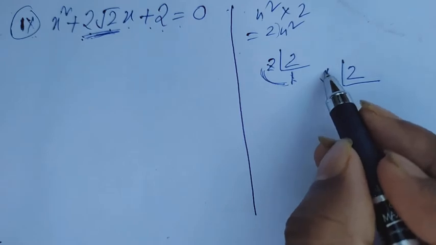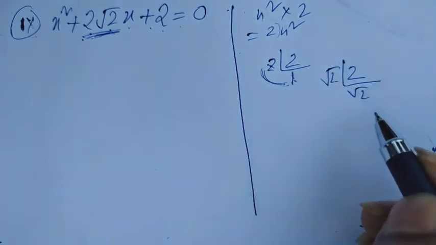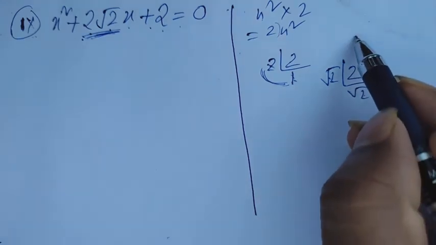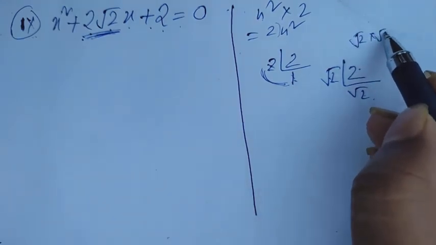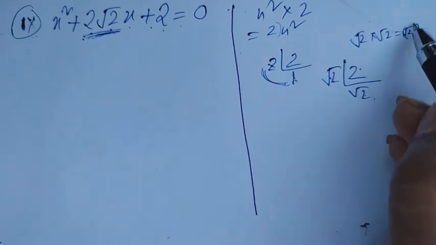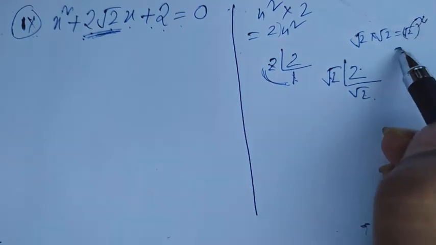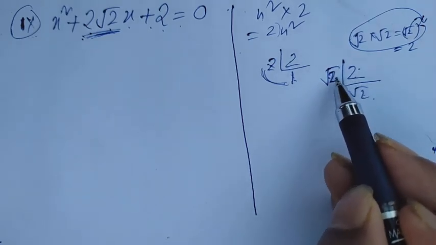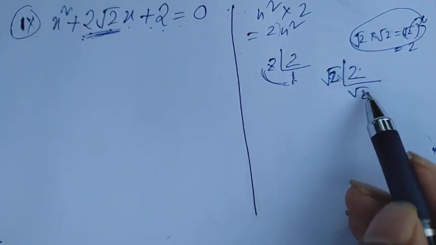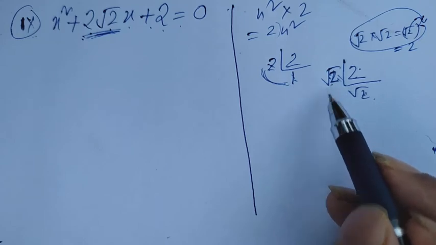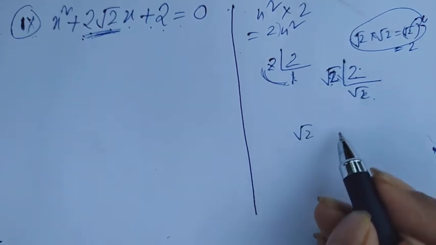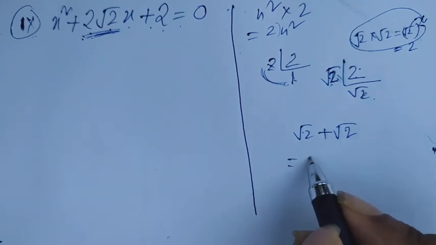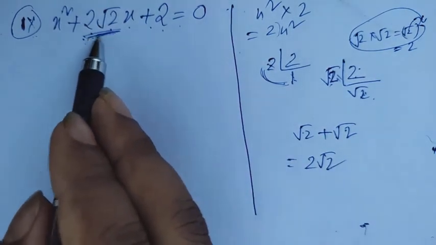2 can be written as root 2 times root 2. Yes or not? Root 2 times root 2 equals 2. That is, root 2 multiplied by root 2 equals root 2 squared, and the answer is 2. So 2 can be written as root 2 multiplied by root 2. Now we can do it by arranging, that is root 2, then this one also root 2. So root 2 plus root 2, we will get 2 root 2. Yes, we have got 2 root 2.